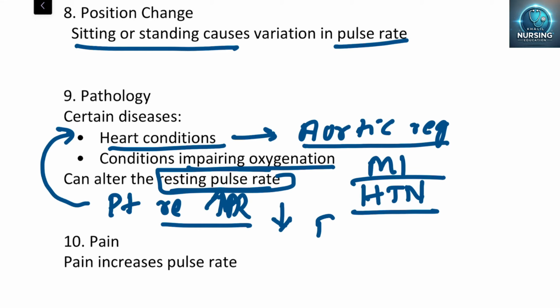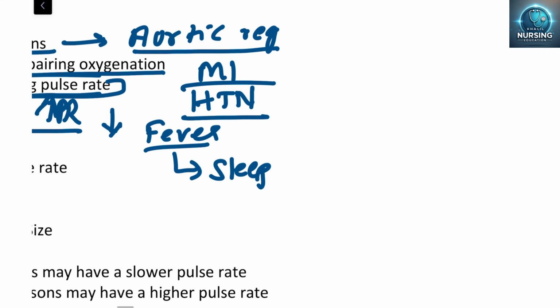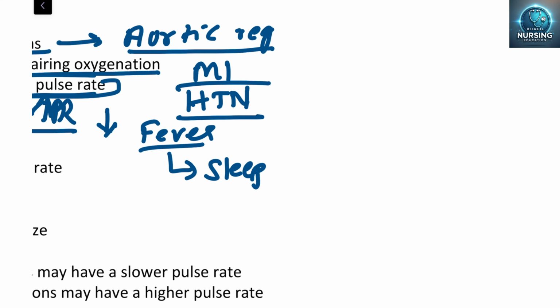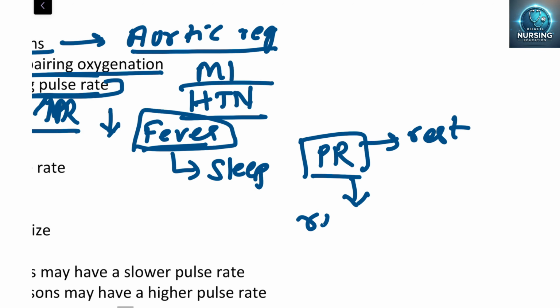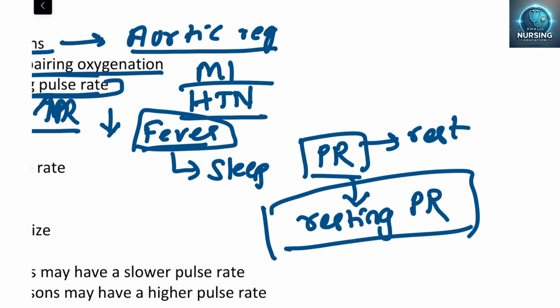So if the patient is having fever and if they are sleeping, then sir, why are they getting an increase in pulse rate even though they are not exercising? Because in order to destroy the microorganisms, pulse rate will increase during rest also. That is nothing but resting pulse rate variation.